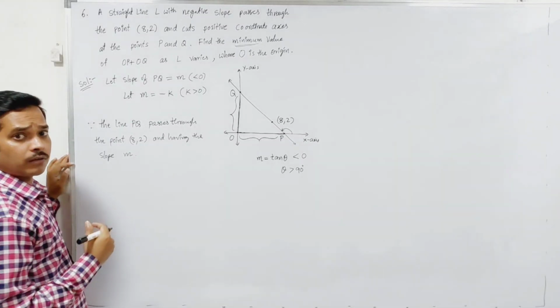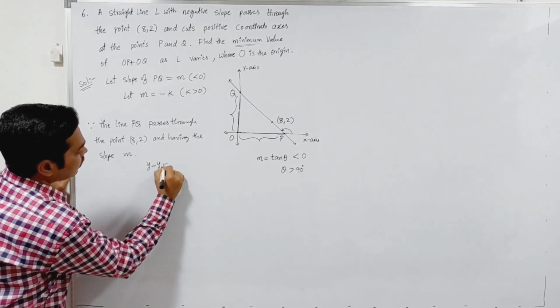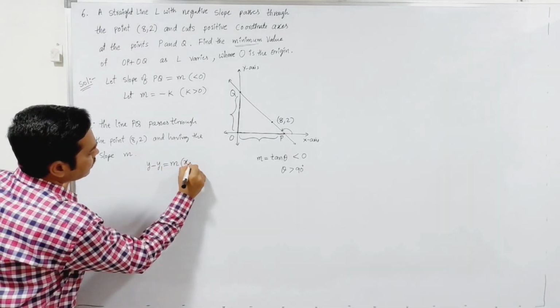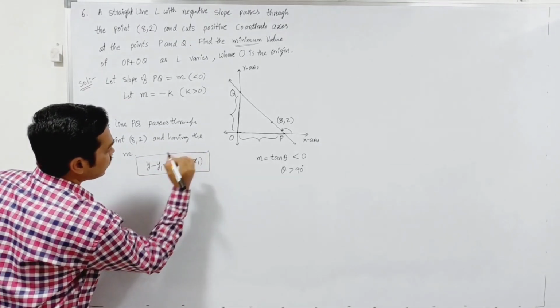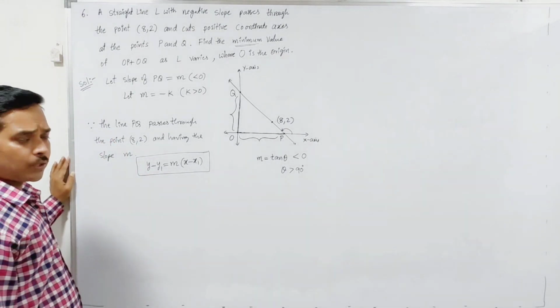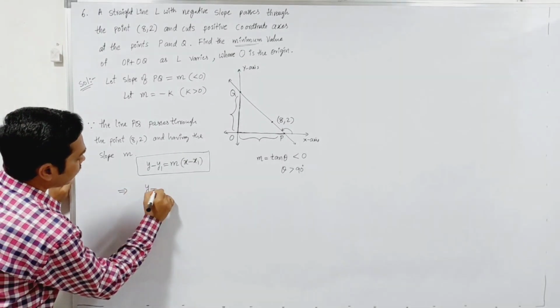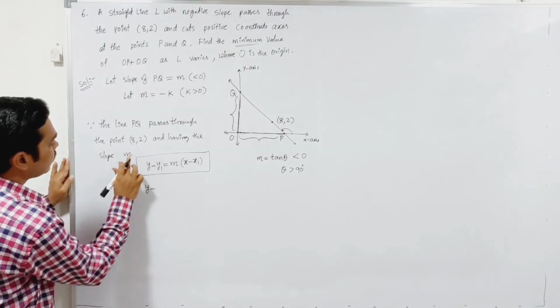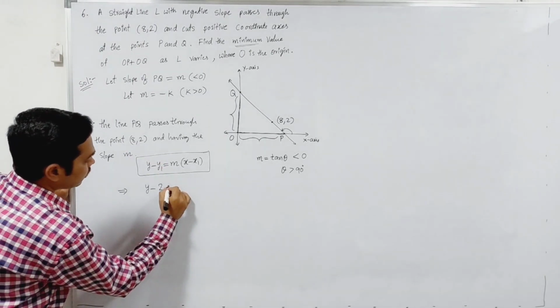What is the slope point form of a straight line? y minus y1 is equal to m of x minus x1. This is the slope point form of a straight line. By using this formula, we can get the equation of PQ. Now apply the formula: this is x1, y1, this is slope m.